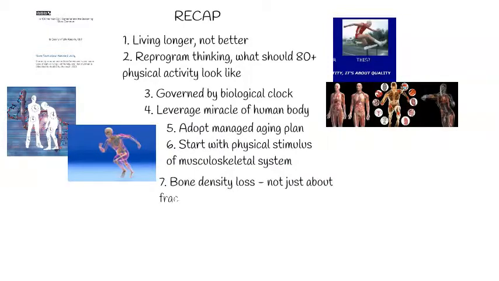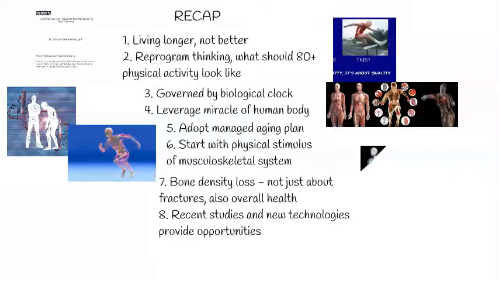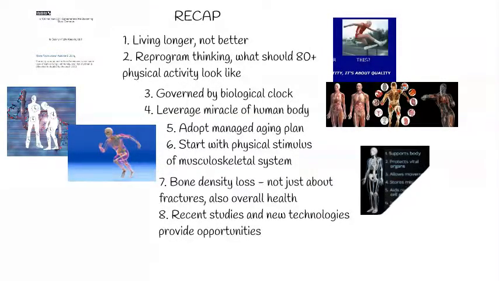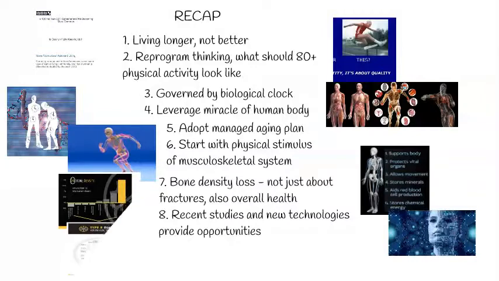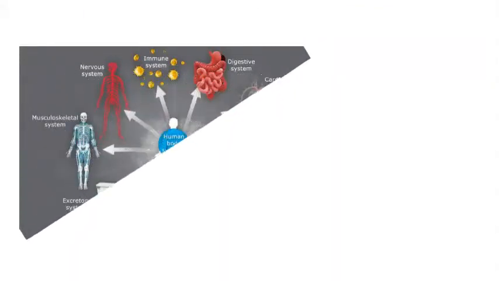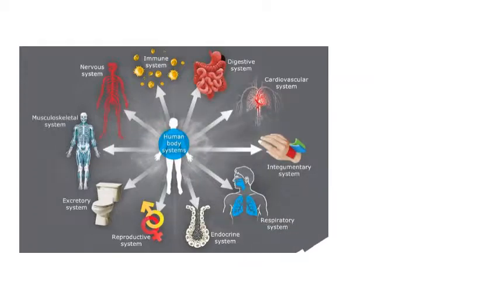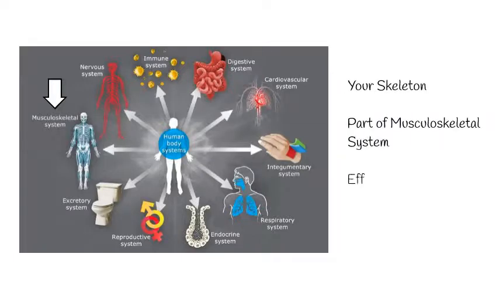Loss of bone density not only increases risk of fractures, it also compromises important health functions of the skeletal system. Recent studies and advancements in technology are providing us ways to manage our aging process. Osteogenic loading with a spectrum system is a clinically proven way to increase bone density and improve the muscle system. As I begin to wrap this up, I need to emphasize the importance of your skeleton, its role as part of the musculoskeletal system, and that system's overall effect on your health and physical performance.